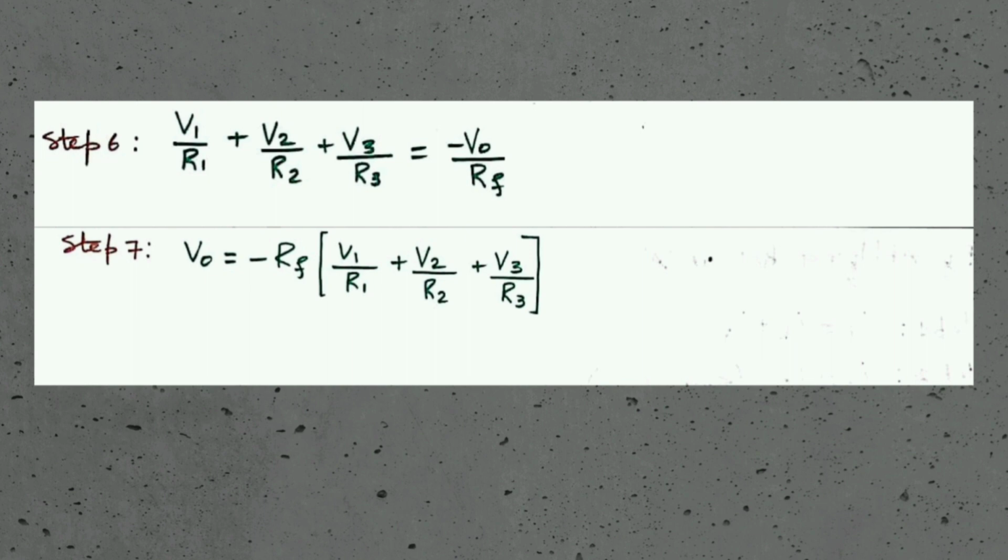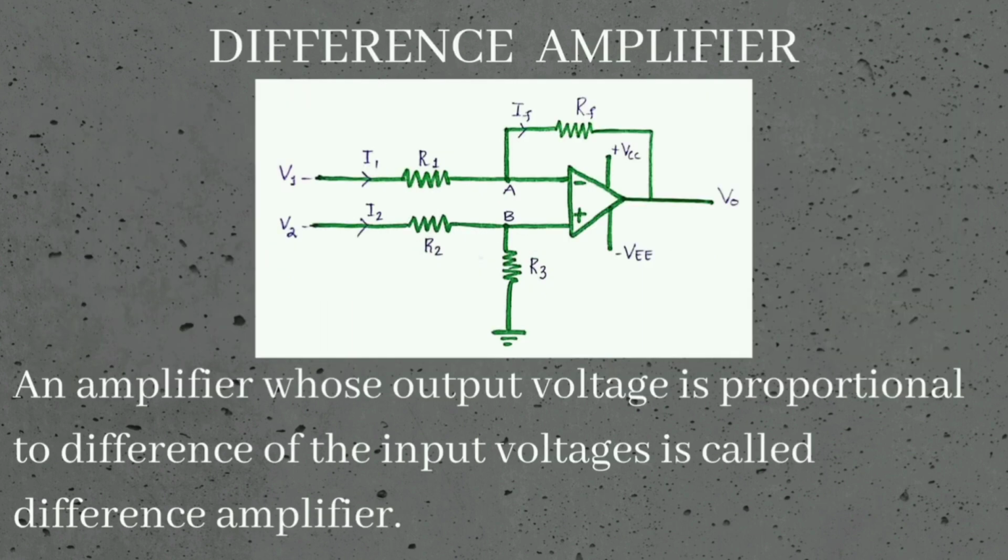That is nothing but, in a simple way, we can say your total output voltage will be equal to the negative sum of the voltages. Now coming to the difference amplifier. An amplifier whose output voltage is proportional to the difference of the input voltages is called a difference amplifier. Now this difference amplifier is also called a subtractor.